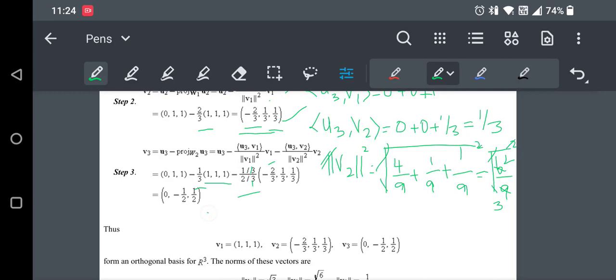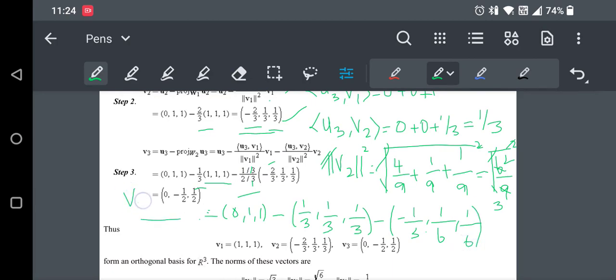So what you will be getting is 0, 1, 1 minus 1 by 3, 1 by 3, 1 by 3. So here the remaining value is 1 by 2. When you multiply it inside, keep this minus outside. When you multiply this 1 by 2 inside, you will be getting minus 1 divided by 3, comma minus 1 divided by 2 3s are 6, comma 1 divided by 6. So when you add these three, you will be getting the value for V3.